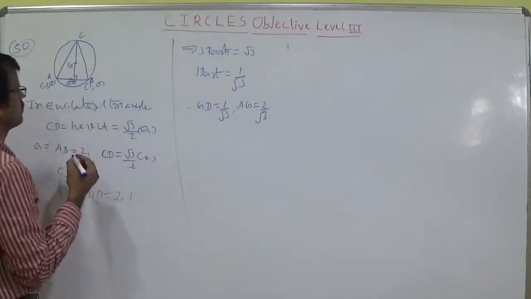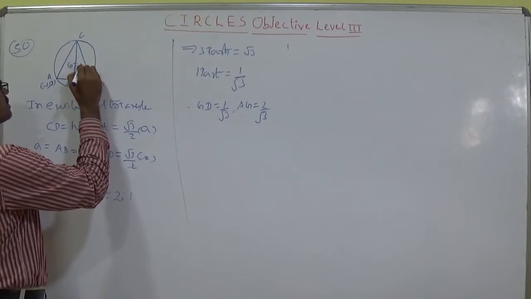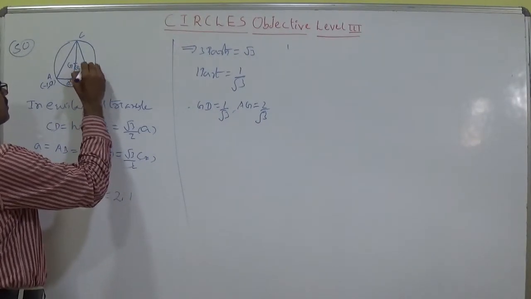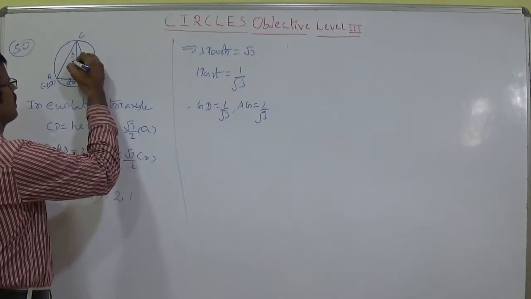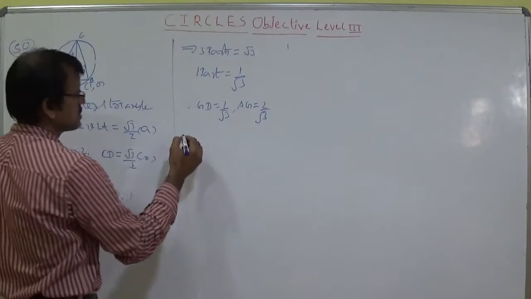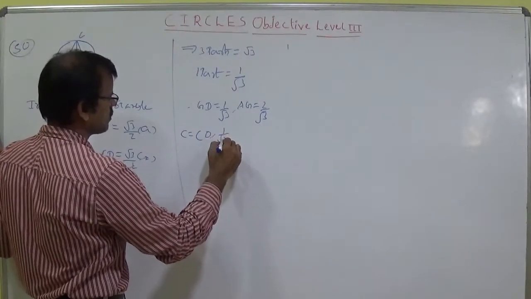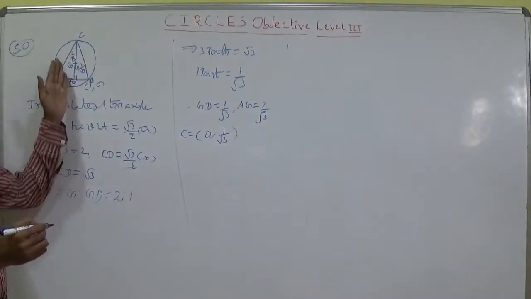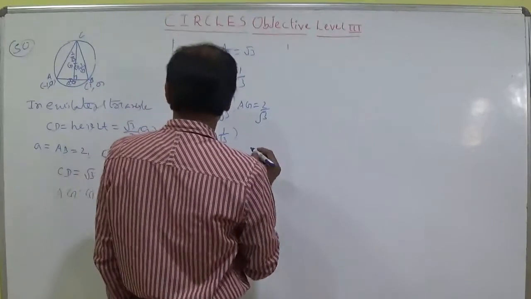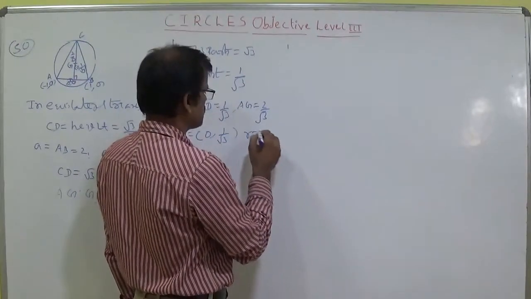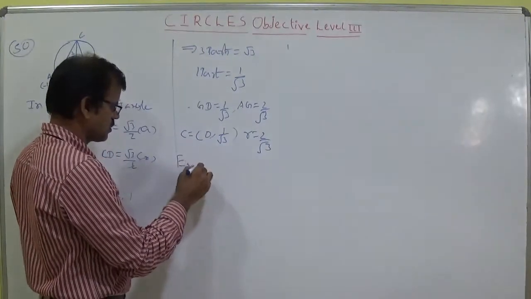Whenever GD is equal to 1 by root 3, you can put here G is the center of the circle as 0 comma 1 by root 3, and 2 by root 3 is the radius. So C is on the y-axis, because the point is above 0 comma 0, and this is above the x-axis. R is equal to 2 by root 3. Equation of circle.